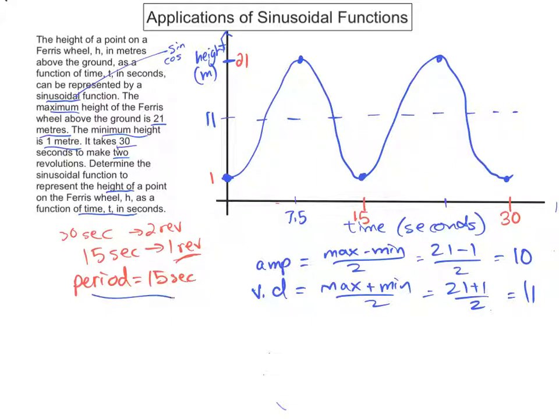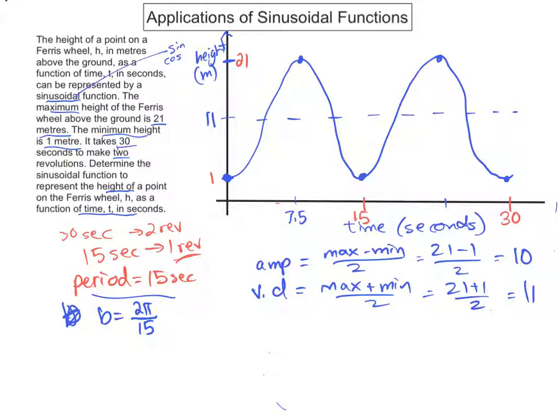We know our period already, but we need our b value for the equation. So b is equal to 2 pi. We usually work in radians with these application questions. So 2 pi over the period, which is equal to 15, and there we go.